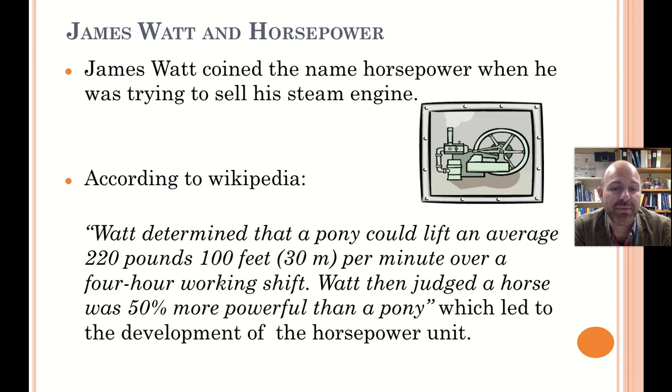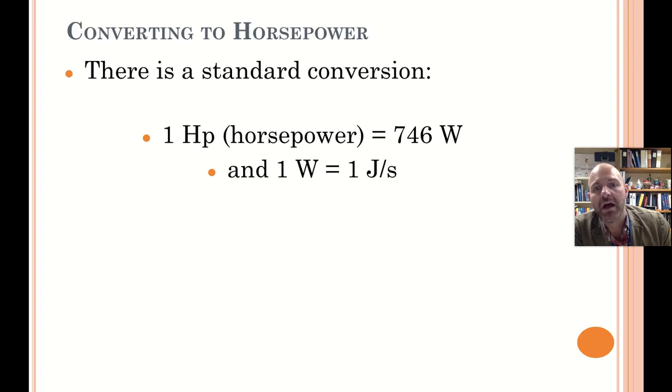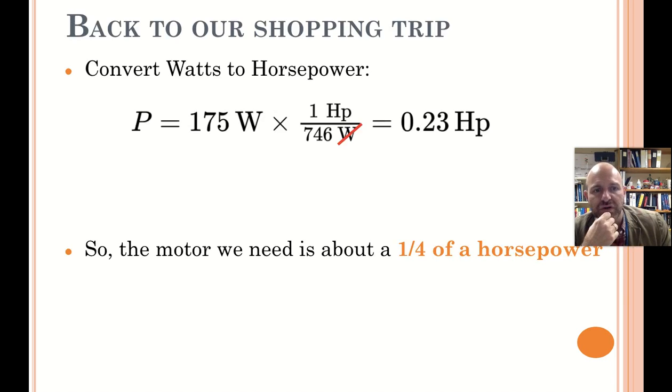He came up with any of this, but suffice it to say, it was an estimate of comparing a machine to an animal. Nowadays, we just say horsepower is standardized to equal 746 watts. Reminder that a watt is a joule per second. So we can just use this conversion.